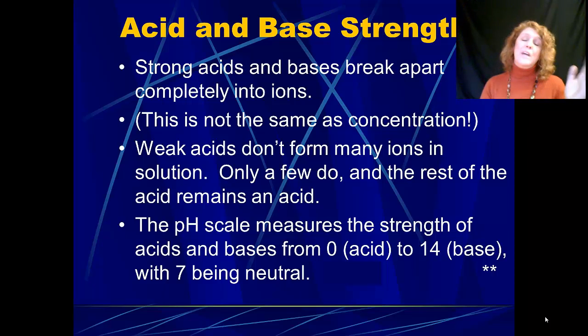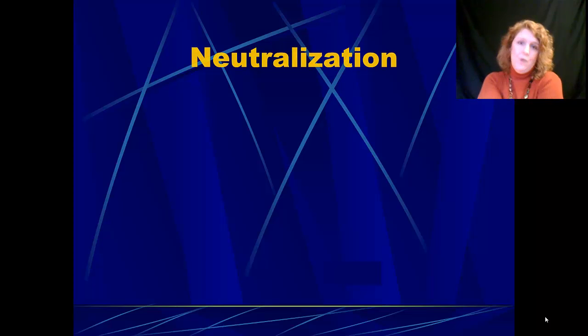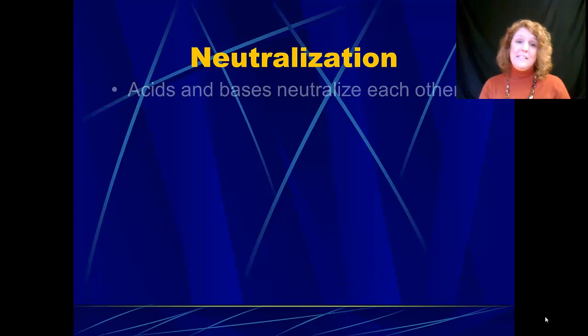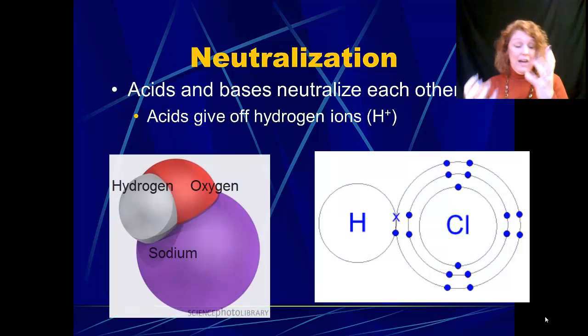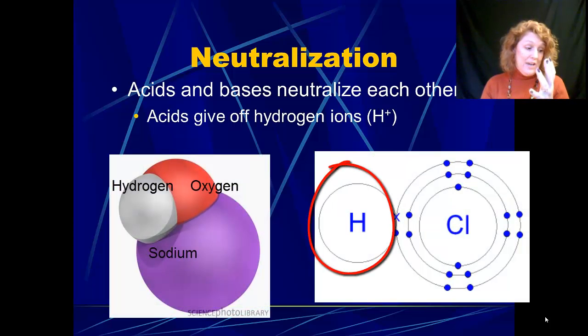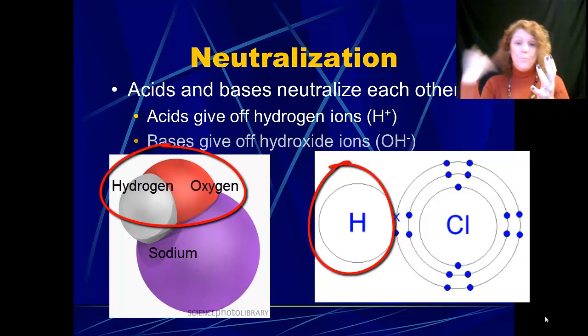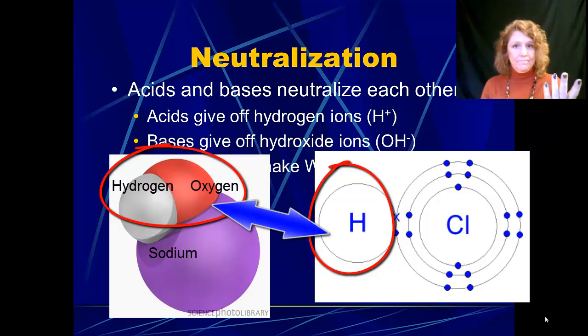And then we get to neutralization, which we kind of touched upon earlier. Acids and bases neutralize each other. So when you get the two together, your acid is going to give off a hydrogen ion, which is H+, and your base is going to give off a hydroxide ion, which is OH-. And when you put the two together, they make water.